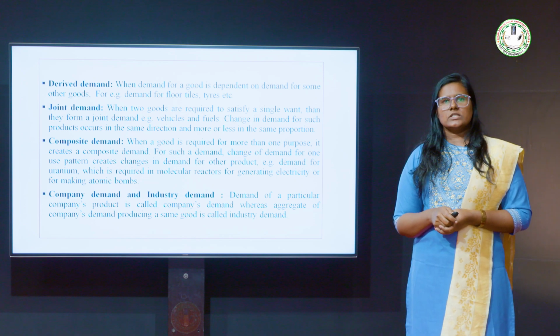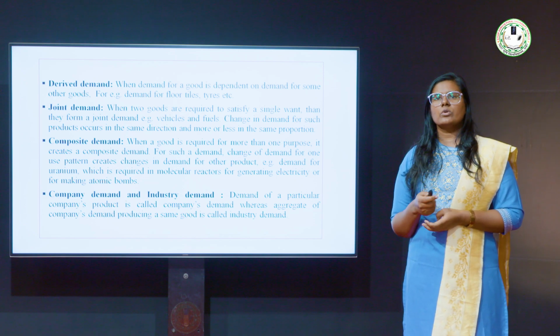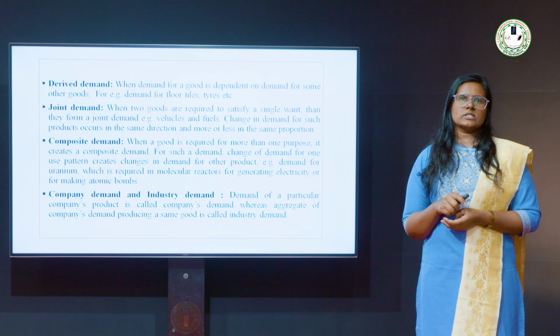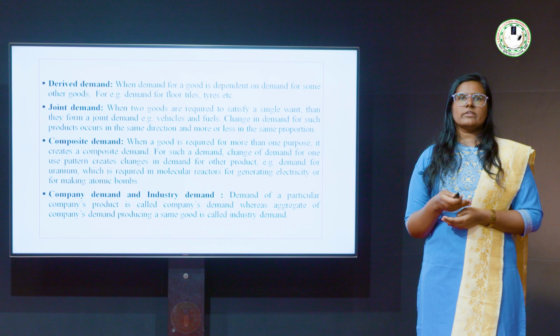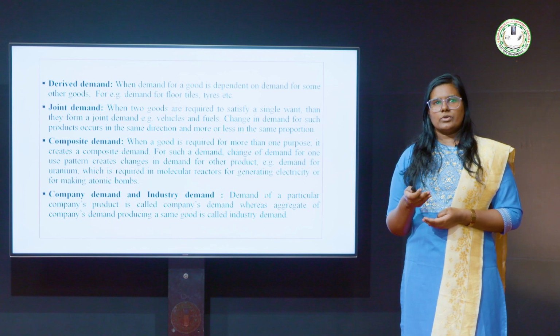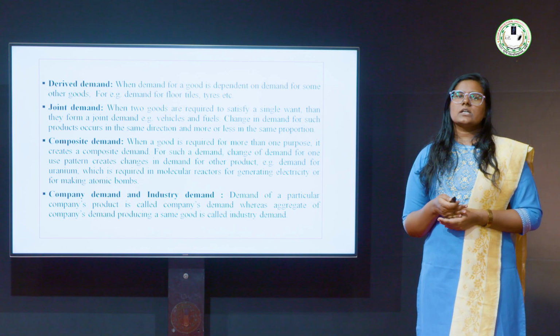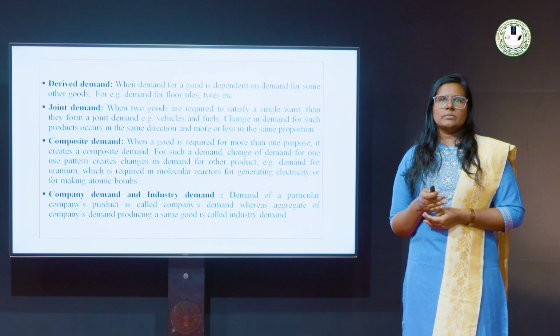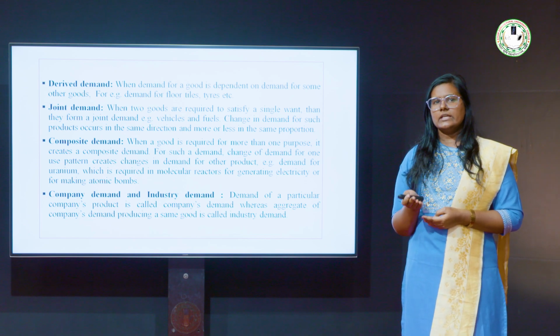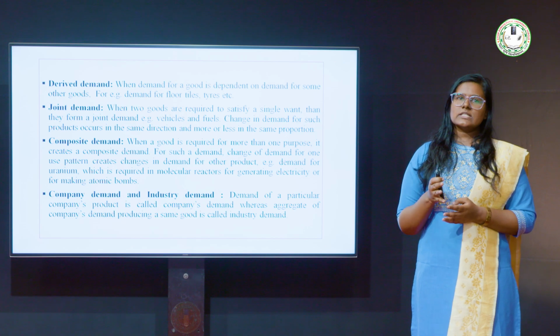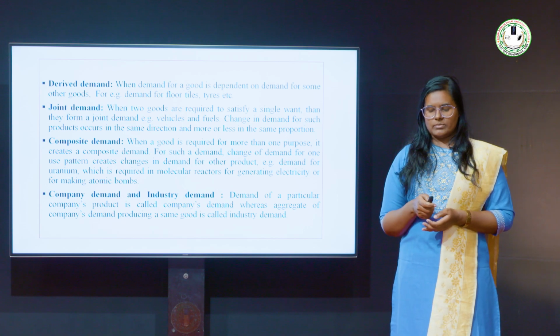Next is the composite demand. When a good is required for more than one purpose, it creates a composite demand. For such a demand, a change in demand for one use creates a change in demand for the other uses also. Next is the company demand and the industry demand. Demand for a particular company's product is called company demand, whereas the aggregate of the demand of companies producing the same good is known as the industry demand.